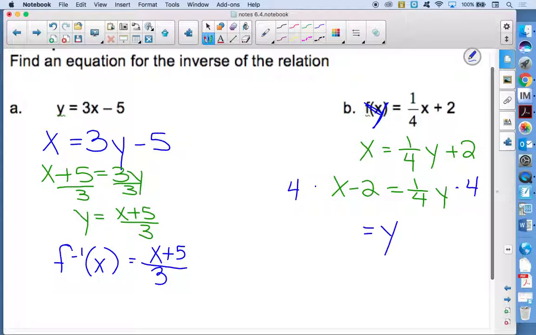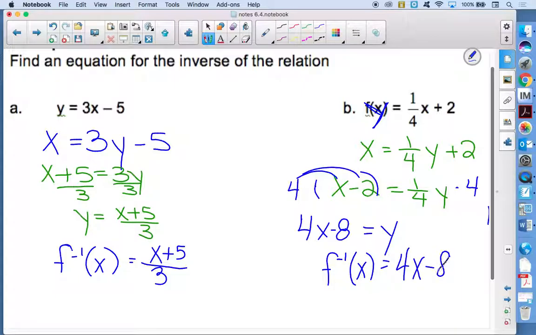What do you multiply by 4 on the left side? Just the x? Or the x and the -2? Jacob? Both, yeah. Whatever you do to one thing, you got to do to all of it. So you would have 4x minus 2, or minus 8, sorry. So the inverse is equal to 4x minus 8. Questions? So finding an inverse is as straightforward as flipping x and y, solving for y, writing it in inverse notation.